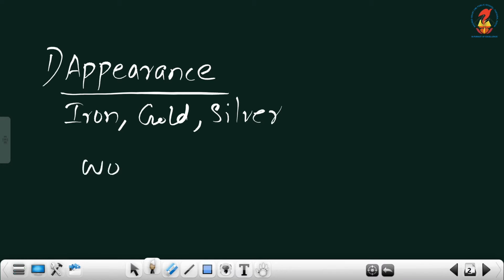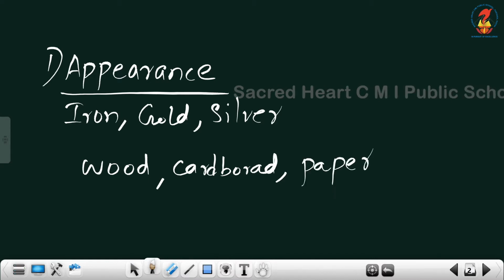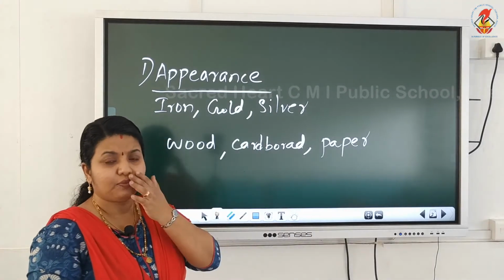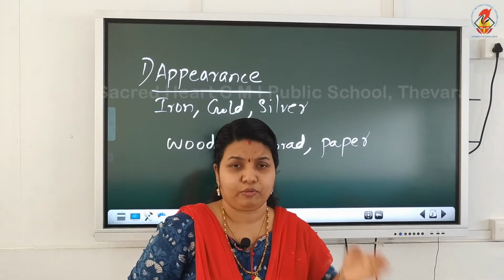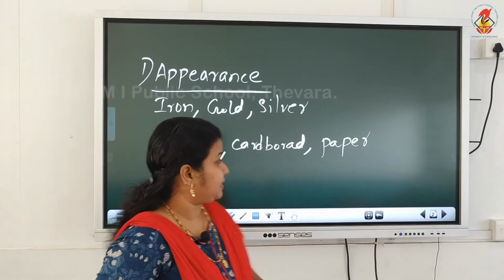With wood, cardboard, then what? Paper, etc. Compare these materials. What do all these substances have in common? What is the difference between these materials in their appearance?